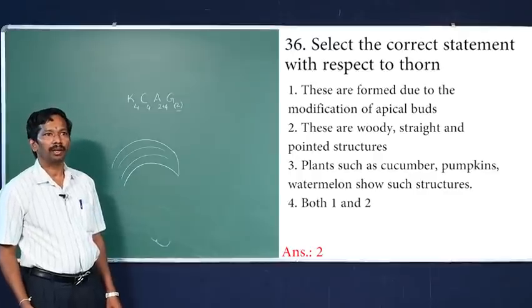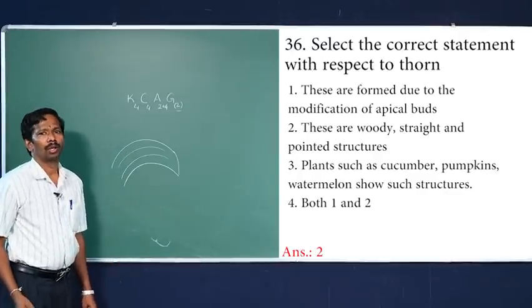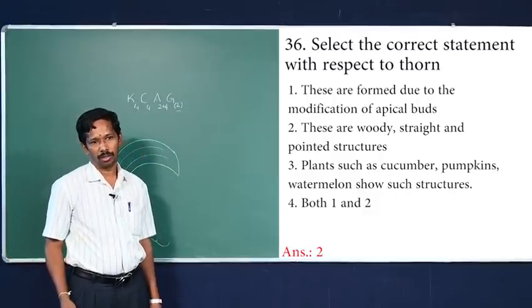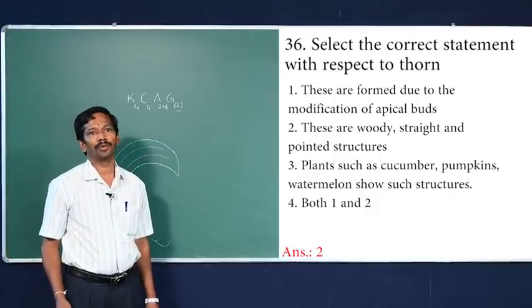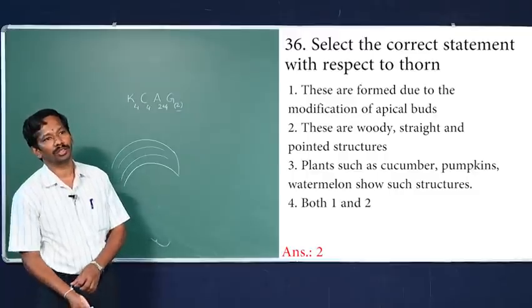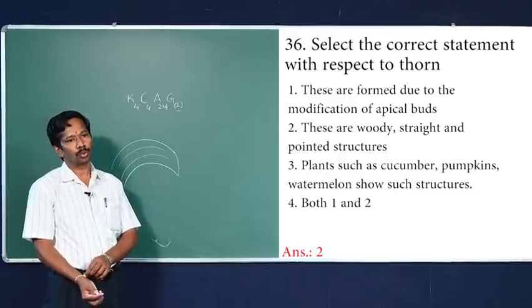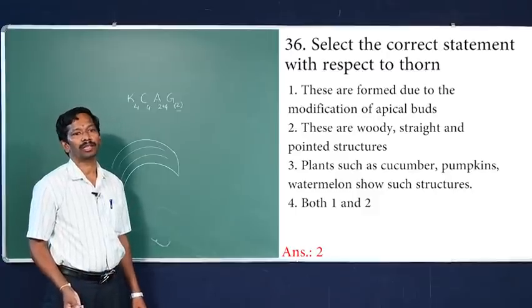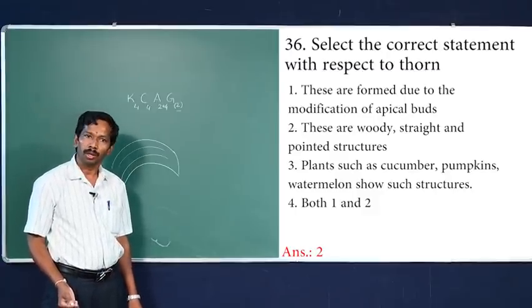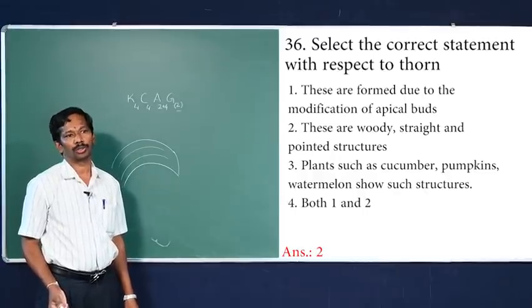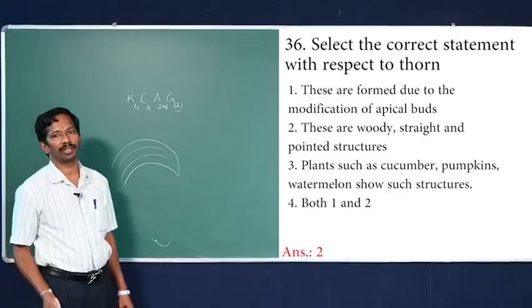Select the correct statement with respect to thorn. When we consider thorn, it is a modification of stem or spines, modification of leaves in case of cactus. But thorns are prominent woody structures, straight pointed structures. Hence answer should be 2 for the question, which helps in protecting the plant body with reference to grazing animals, when comparable to other 3 options. Answer is 2 for question number 36.